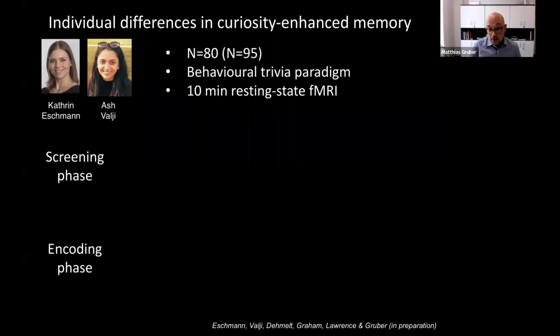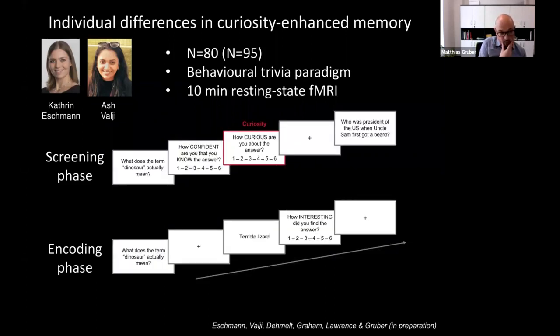So the trivia paradigm goes like this. Maybe some of you in the room might be already familiar with it, probably some not. We always start this paradigm with the screening phase. In this screening phase, participants see a pool of different trivia questions that we're hoping to elicit different levels of curiosity with. So for example, what does the term dinosaur actually mean? Participants then give a confidence response and a curiosity response, for example, on a scale from 1 to 6.